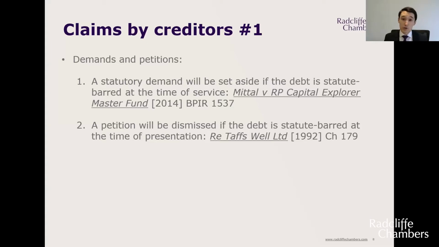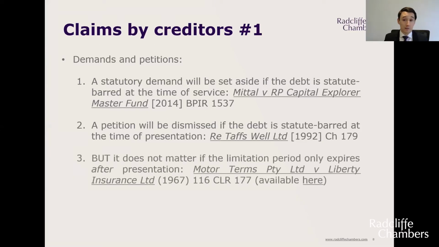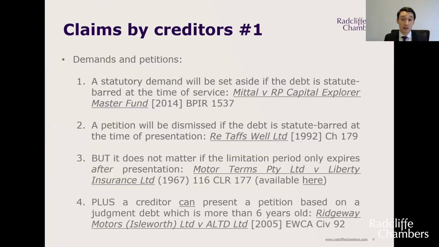However, it's not a problem if the limitation period expires after presentation, even if it expires before the first hearing of the petition. Furthermore, the Court of Appeal has told us that a creditor can petition based on a judgment which is more than 6 years old. Now, the default rule in Section 24 of the Limitation Act is that no action shall be brought to enforce any judgment after 6 years. However, according to the Court of Appeal in the Ridgeway Motor case, a petition is not an action on a judgment. It's, and I quote, a sui generis collective enforcement procedure for the benefit of all creditors. In other words, it's different.